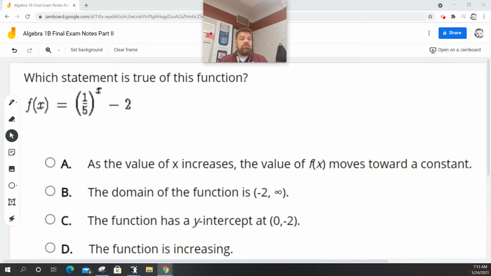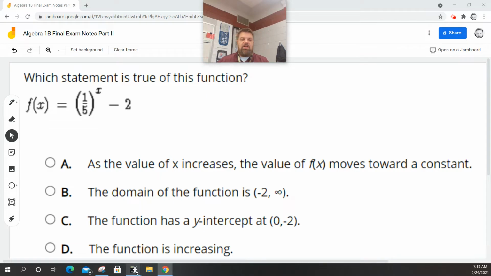Okay, so this one says, which statement is true about this function? Well, let's look at the graph. Graphs can tell us a lot because as I look at the multiple choice, it talks about end behavior, domain, the y-intercept, the function is increasing.